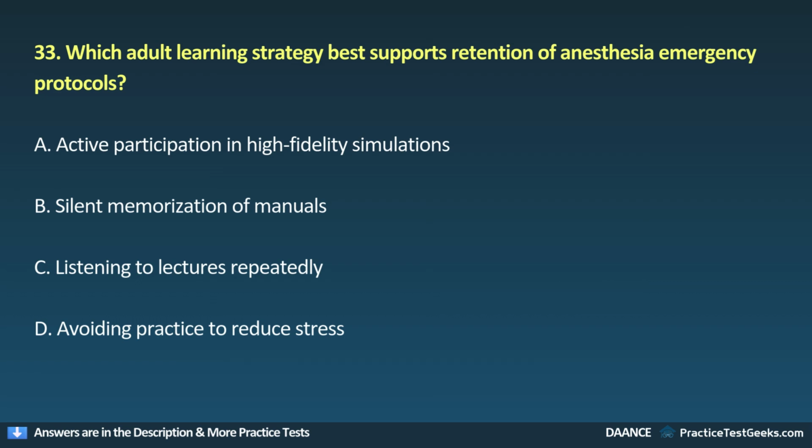33. Which adult learning strategy best supports retention of anesthesia emergency protocols? A. Active participation in high-fidelity simulations. B. Silent memorization of manuals. C. Listening to lectures repeatedly. D. Avoiding practice to reduce stress.